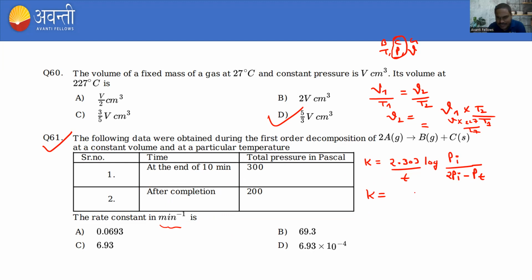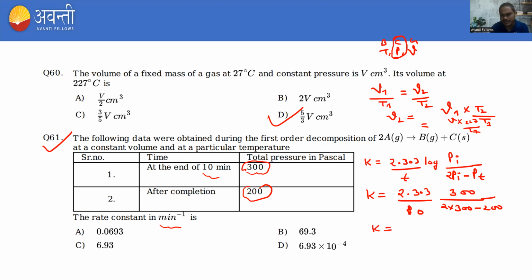So rate constant is 2.303 divided by t, that is at the end of 10 minutes, right? So at the end of the 10 minutes, total pressure is 300, and after completion the pressure becomes 200. So this time is 10 minutes. Initial pressure is what, beta? Initial pressure is 300. And this is 2 into 300 minus 200.